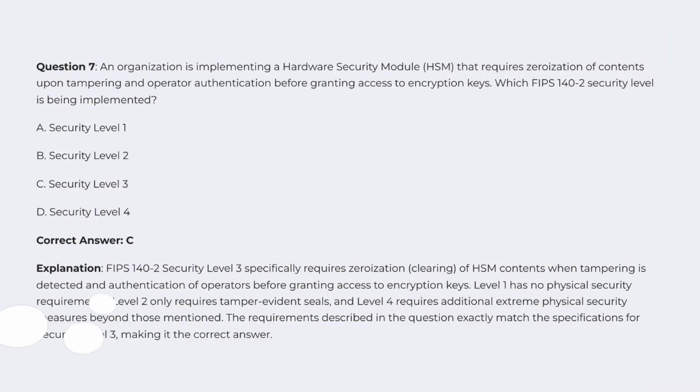Correct answer, C. Explanation. FIPS 140 Security Level 3 specifically requires zeroization, clearing of HSM contents when tampering is detected, and authentication of operators before granting access to encryption keys. Level 1 has no physical security requirements. Level 2 only requires tamper-evident seals, and Level 4 requires additional extreme physical security measures beyond those mentioned. The requirements described in the question exactly match the specifications for Security Level 3, making it the correct answer.